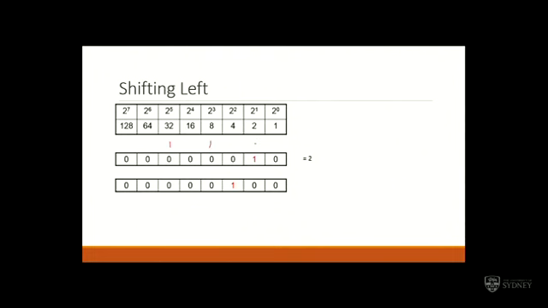Let's say you've got the string 1, 0, 1, 0, 1, 0, and we shift this to the left. This string is the number of 2s, the number of 8s, the number of 32s. If we shift that to the left, this 32 becomes 64. So that's doubling the value of this one. So that one doubles in value.